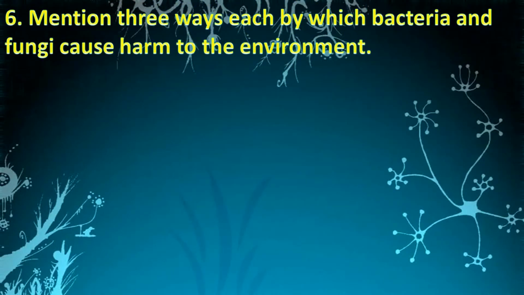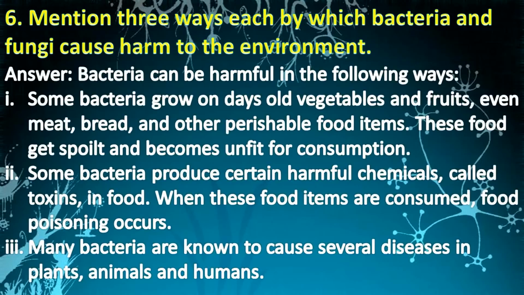Mention 3 ways each by which bacteria and fungi cause harm to the environment. Bacteria can be harmful in the following ways. Some bacteria grow on days old vegetables and fruits, even meat, bread, and other perishable food items. This food gets spoiled and becomes unfit for consumption.